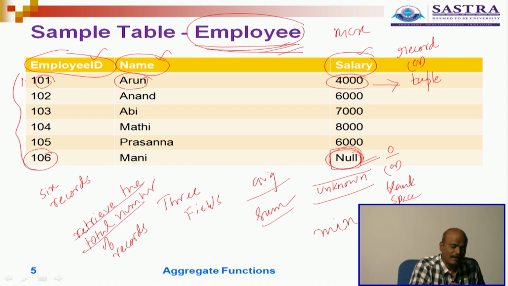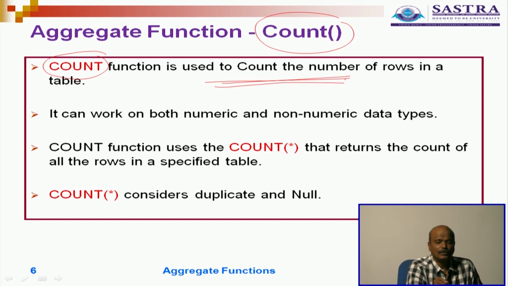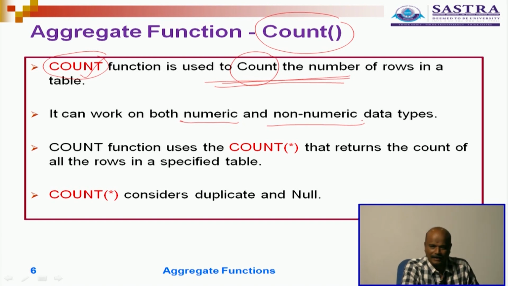So, to count the total number of records in a given table, what is the function you have to use? You can use the function called count. The count function is used to retrieve the total number of records in a given table. The uniqueness of this count function is that you can use it with both numeric data types as well as non-numeric data types.